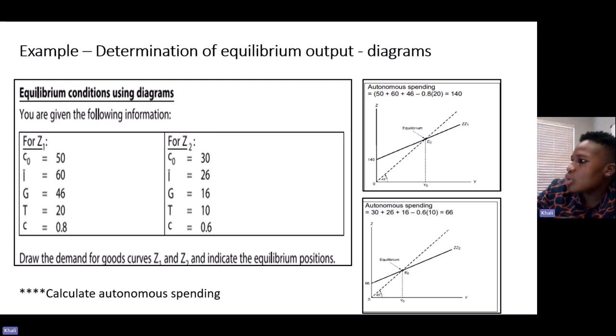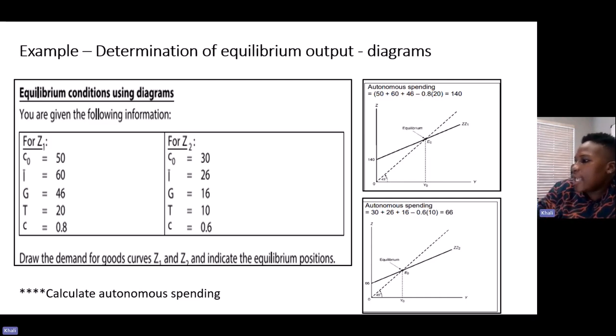So for Z1, autonomous spending is 50 plus 60 plus 46 minus 0.8 of 20. Like I said before, you start with what's in the brackets. So 0.8 times 20 is 16. Then your autonomous spending is 50 plus 60 plus 46 minus 16, and the answer is 140.